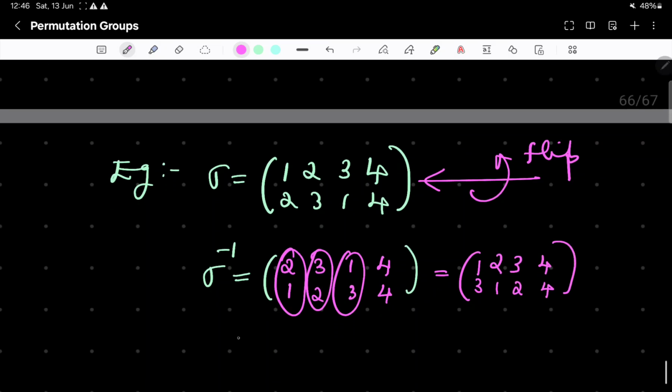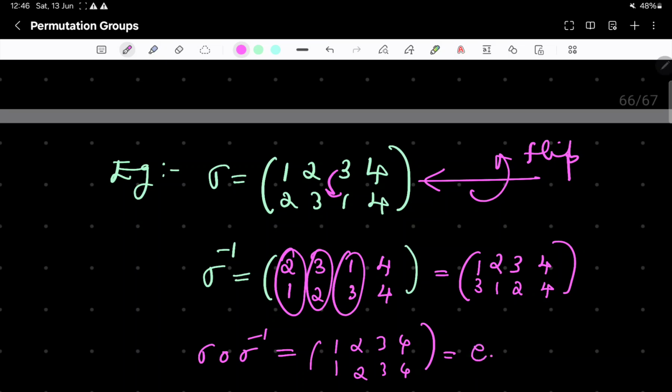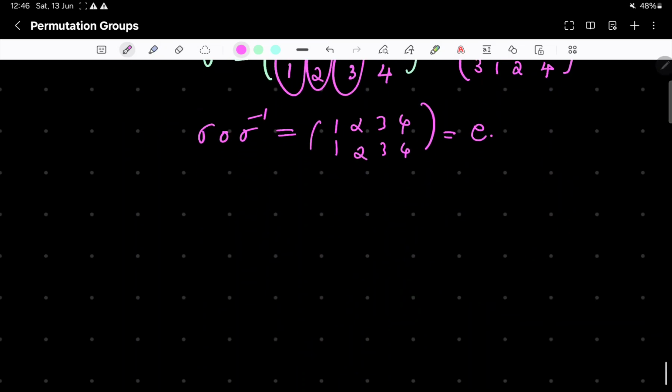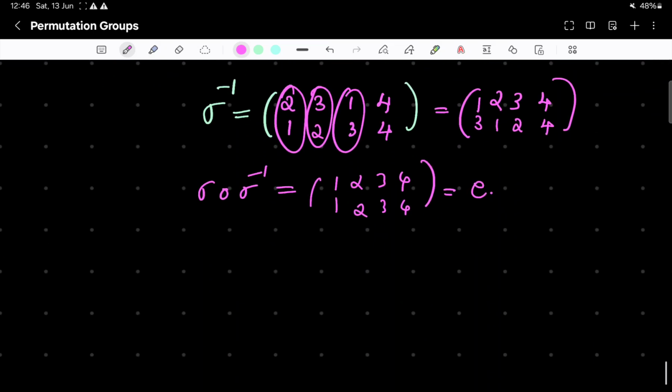Now check whether it is an inverse or not. How do you calculate? 1 goes to 3, 3 goes to 1, so 1 goes to 1. 2 goes to 1, 1 goes to 2, so 2 goes to 2. 3 goes to 2, 2 goes to 3, so 3 goes to 3. So it is the identity. This is the idea: you just flip it, and you get an inverse for every element. But I will try to prove it more generally.